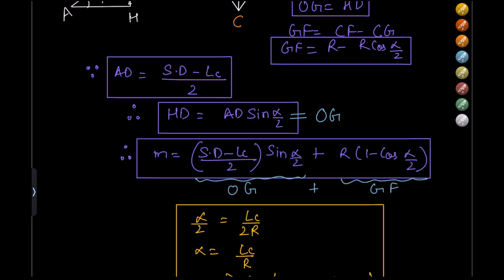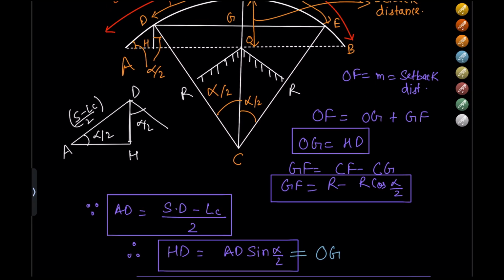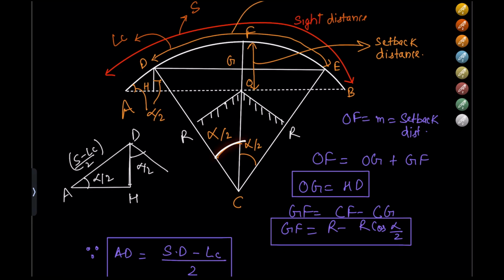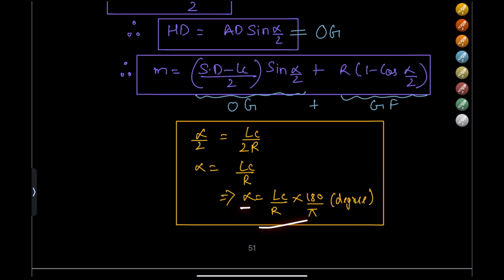Next is alpha by 2. Alpha by 2 can be calculated as LC divided by 2R. Alpha by 2 is LC, the length of curve, divided by 2 multiplied by R. So that is what we have written. Alpha is equal to LC upon R, right? And this is the final formula for getting the value of alpha. This you will have to remember.